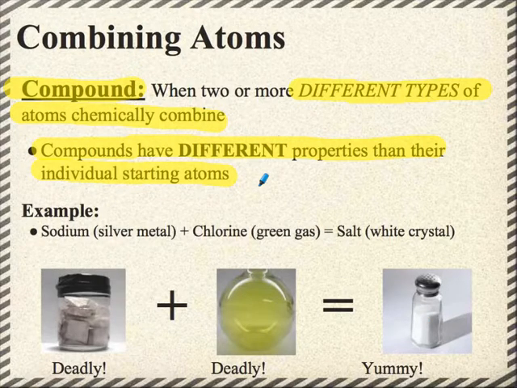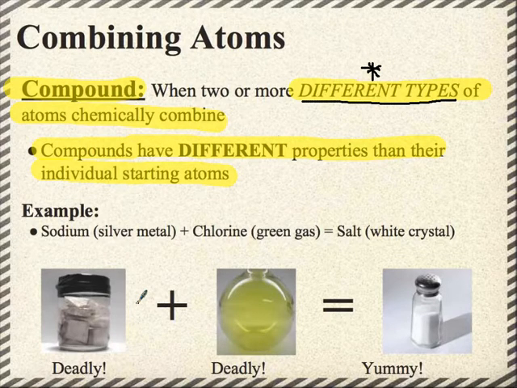And the reason why it's different is because they're chemically combining. When you chemically combine, you're creating another pure substance. And that pure substance is going to act, it's going to look very, very different from its individual parts. All right? So that's that. Now, the big key word, because we're going to talk about molecules next, is they're different types. This is huge. Different types of atoms. Right, so sodium is one type, chlorine is a different type.